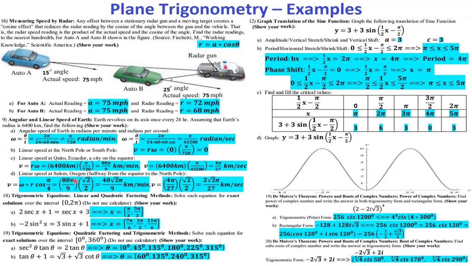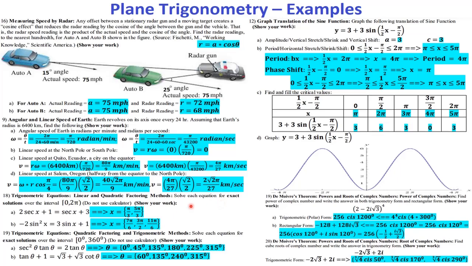Then if it is halfway from the equator, which is 45 degrees, then V is R omega cosine 45 degrees, pi over 4, then that will give you 40 square root of 2 pi over 9 kilometers per minute, or per second is 2 square root of 2 pi over 27 kilometers per second.